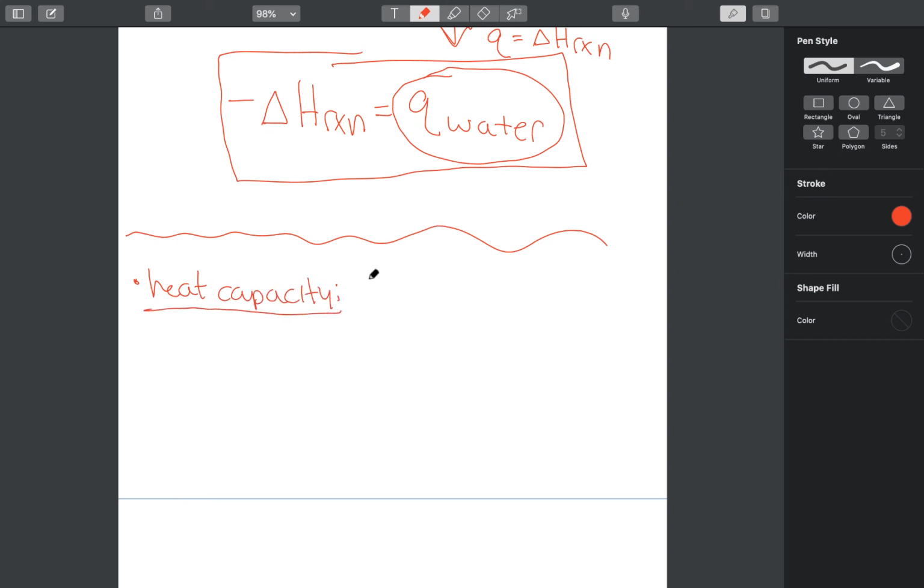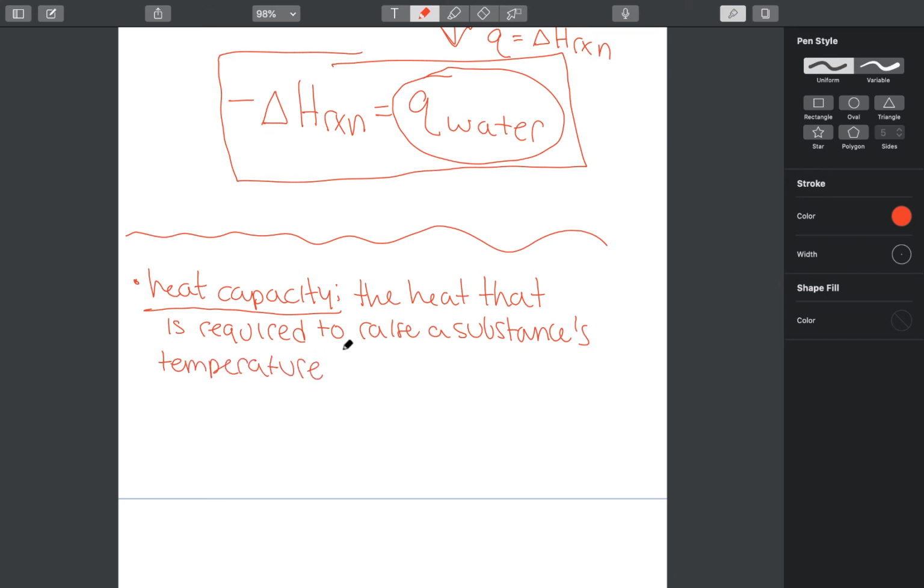The heat capacity of something is the heat that is required to raise a substance's temperature by 1 degree Celsius or 1 Kelvin. So why do I put "or" here? Well, the reason is that degrees Celsius and Kelvin increase at the same rate. So an increase by 1 degree Celsius is equal to an increase by 1 Kelvin.